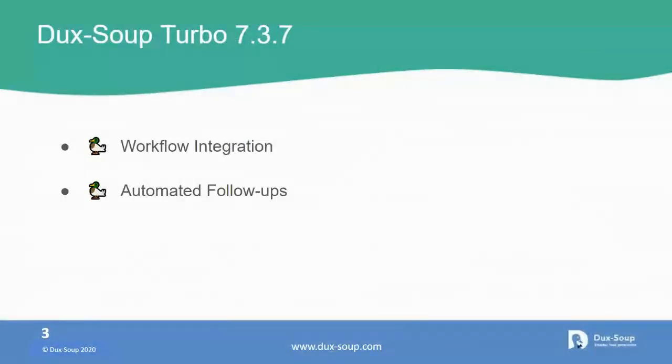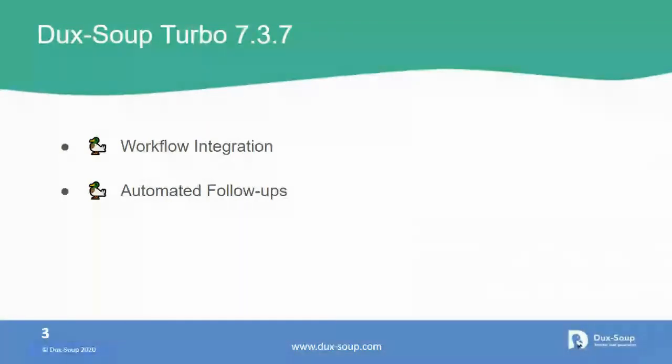Now, as some of you may have already noticed, the latest version of Dux Soup was made available in the Chrome store either early today or late last night, I think. It's version 7.3.7, just a minor update addressing some issues that some users had seen. And I'll show you where to go to check what version you're running when I go to the live demo shortly.